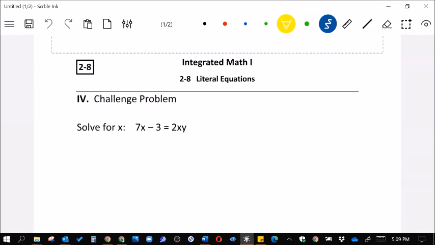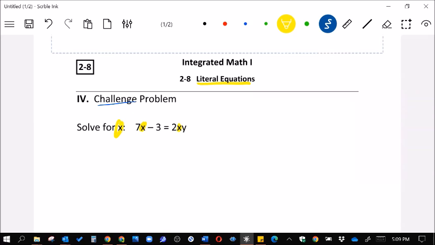Welcome. This is for this literal equation section, and it's a challenge type of problem because it has an extra issue in it that some people will find interesting and maybe quite complicated. But there's a trick to doing it that makes it very possible to do.